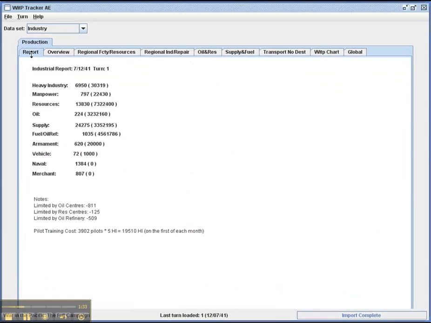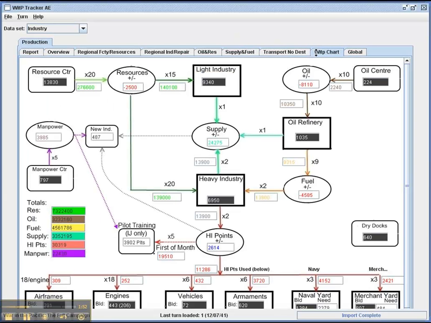And in fact, if we have a look at our report in the beginning here, our notes, it says that it's limited by oil centers, 811, limited by resource centers, 125, and limited by oil refineries, 509. Okay, so basically I'll come back to the chart again and have a look once again at our heavy industry. So our heavy industry is creating supply as well as heavy industry points. Our heavy industry points are used to produce things. Our supply output is times 2, so it will be 13,900 supply into here.